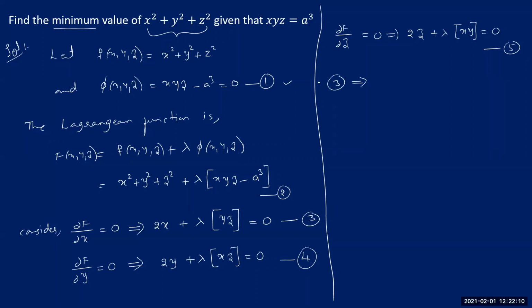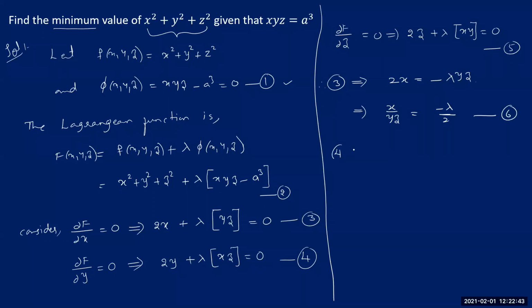Equation 3 can be written as, see, 2x is equals to minus lambda yz, right? Or else I'm just keeping lambda on one side, remaining xyz on the other side, so that I can write it like this: x by yz is equals to minus lambda by 2. Shall I write it like this? Then I'm now taking this as equation number 6.